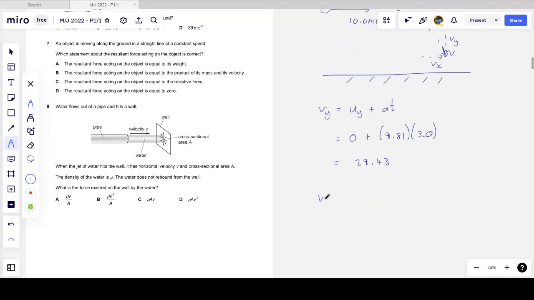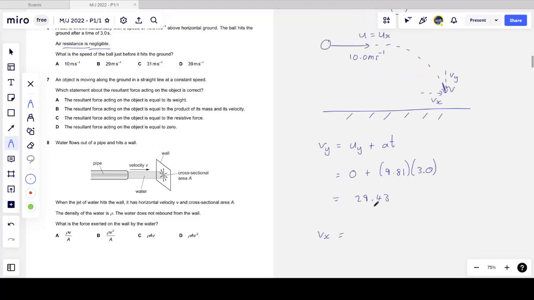But I don't have vx. Well, what I know about projectile motion is that if air resistance is negligible, like it is in the question, then I don't have to worry about the horizontal component of velocity changing. So vx and ux are the same, and that's 10 meters per second. What does this mean? This means I can find the final velocity v with some simple algebra.